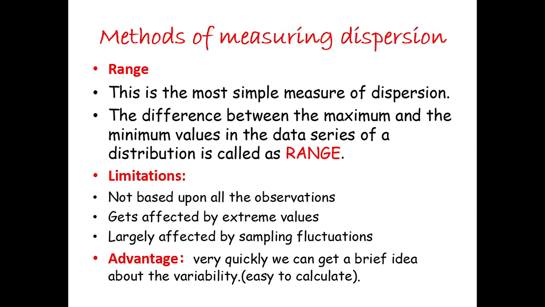Then methods of measuring dispersion, that is range. Range is the most simple measure of dispersion. The difference between the maximum and the minimum values in the data series of a distribution is called the range. The limitations of range are that it is not based upon all the observations, it gets affected by extreme values, and it is largely affected by sampling fluctuations. The advantage of range is that very quickly we can get a brief idea about the variability, and it is easy to calculate.